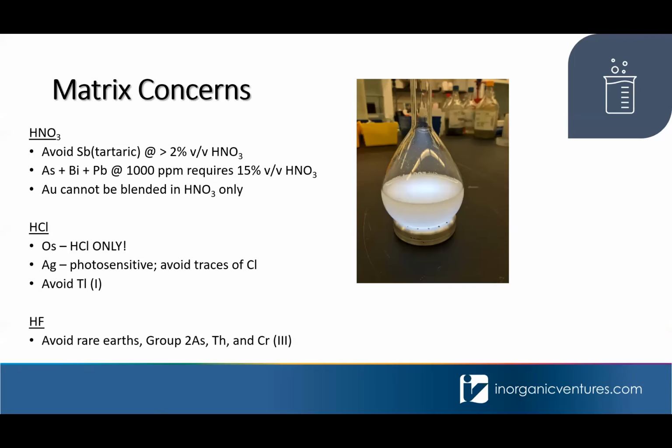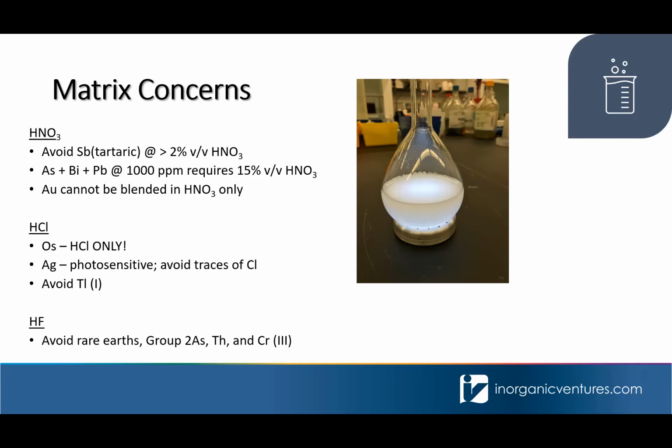We recommend the +3 state for stability in HCl. And then finally, we have HF. There are elements that are HF sensitive, meaning you don't want to combine an HF matrix with these elements. The most severe example is the rare earth elements. Typically, you want to stay away from any HF with your rare earth elements.